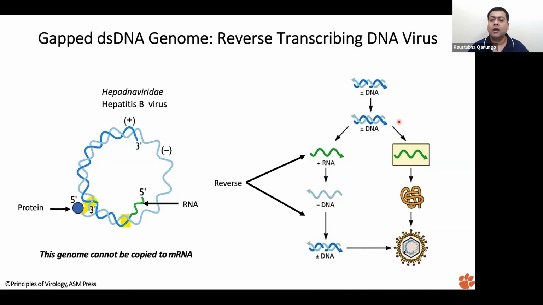This virus does not do that. From this plus-minus DNA, it makes a plus RNA, just like the mRNA. From that RNA, it makes a minus DNA, negative sense DNA. And on this minus DNA, it makes this plus DNA, which is incomplete as well. This step is reverse transcription, and this particular virus does code for a reverse transcriptase.